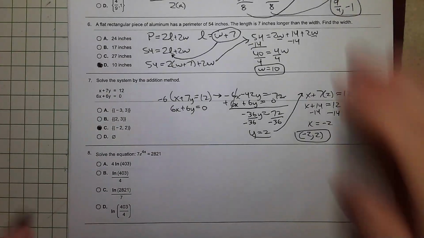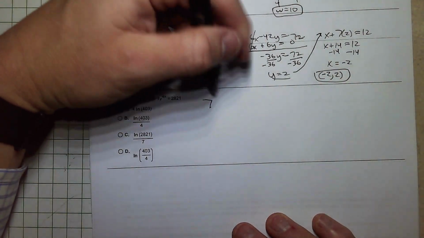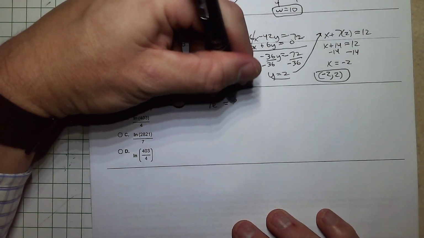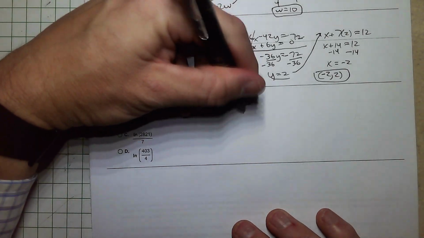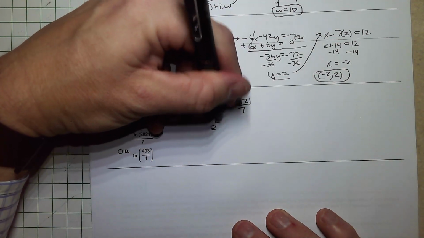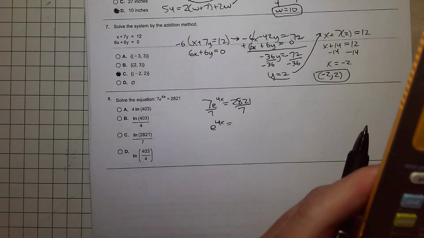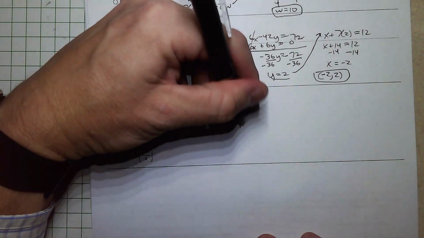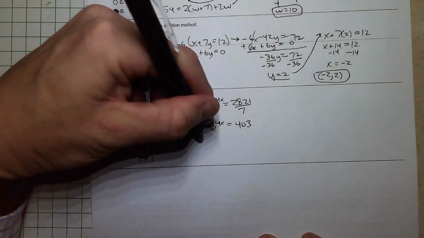Number 8, solve the equation. This is an exponential with base e. So the first thing I want to do is divide by 7. I want to get the e part by itself. So e to the 4x is equal to 2,821 divided by 7, which is 403. Now, how do I undo an e? I take the ln of both sides.